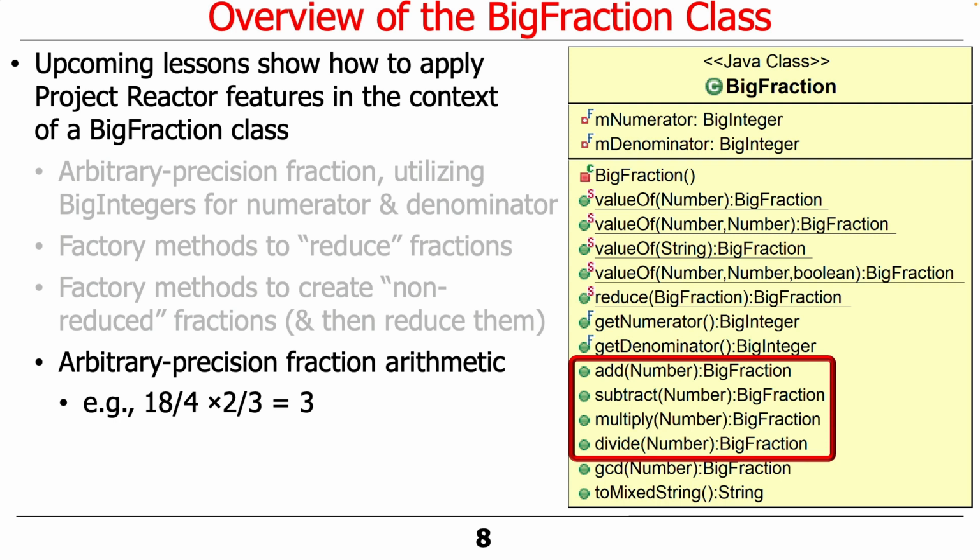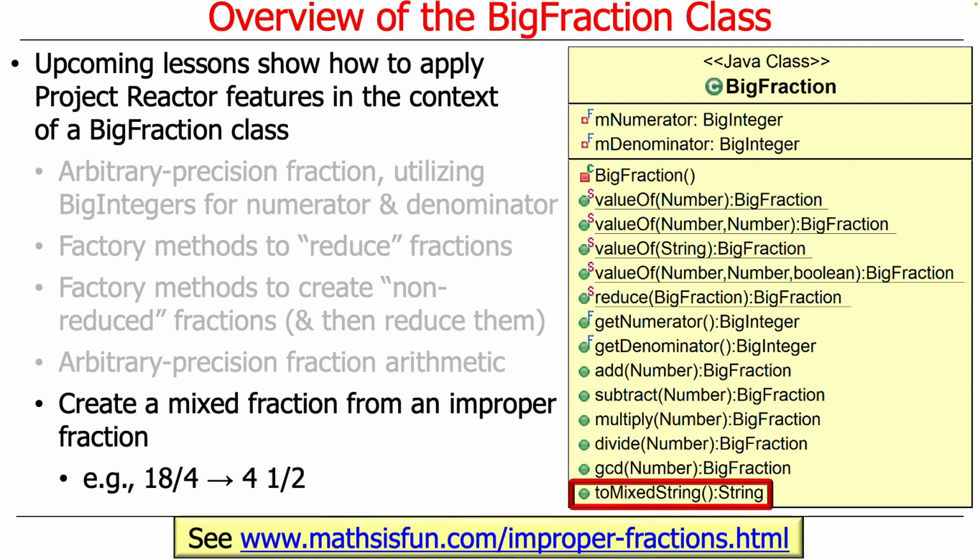So here we can take 18/4 and multiply it by 2/3, which leads to the value of 3. And then you can also create mixed fractions from so-called improper fractions. Improper fractions are kind of weird. It's a funny name. It's kind of like imaginary numbers. It basically just means that you have a fraction like 18/4, which can be mixed to be 4 and 1/2. So that's what an improper fraction is.